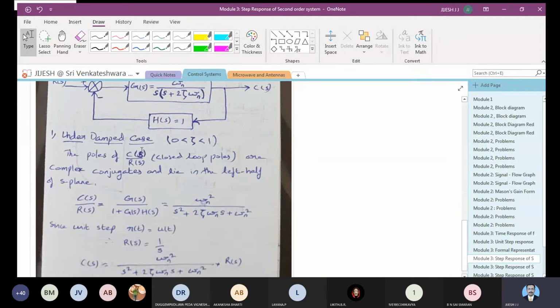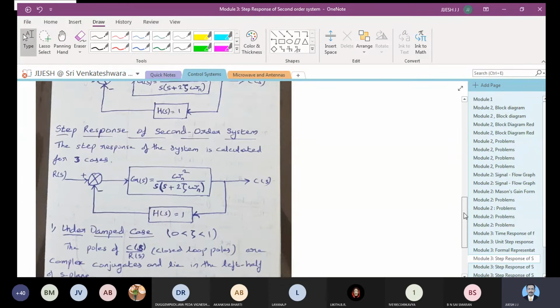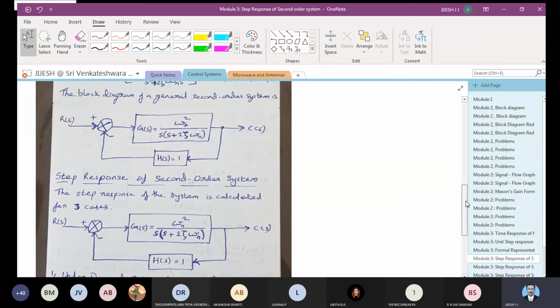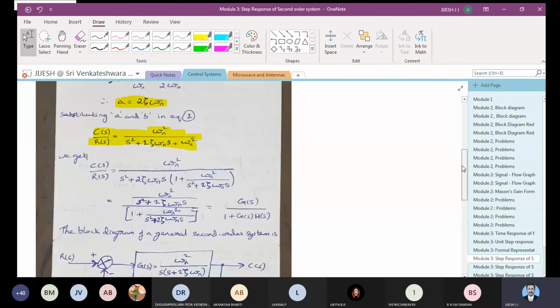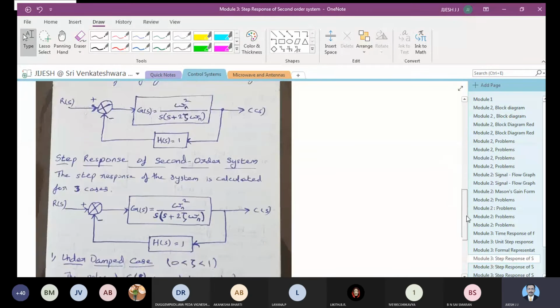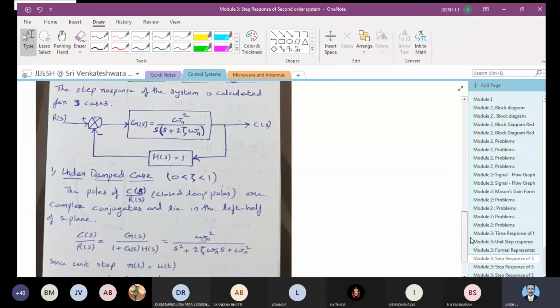So what we have just completed is that C of S by R of S can be written as omega n square divided by this term, or it can also be written as G of S by 1 plus G of S H of S. I have just used that here: C of S by R of S is equal to G of S by 1 plus G of S H of S, the same equation that I just explained.